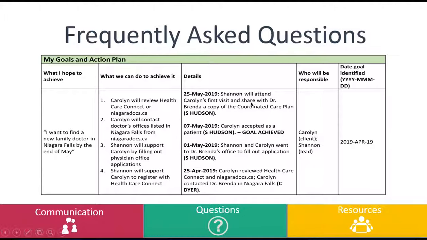So here are some of the details. We won't go through all of them, but you can see the most recent one being April and the furthest one being May 25th. Who will be responsible? So again, identifying the different roles and parts of the care team. And then the date the goal was identified: the year, the month, followed by the day.